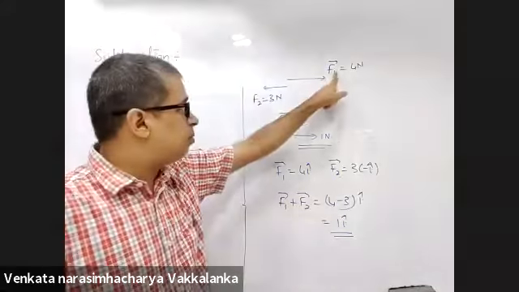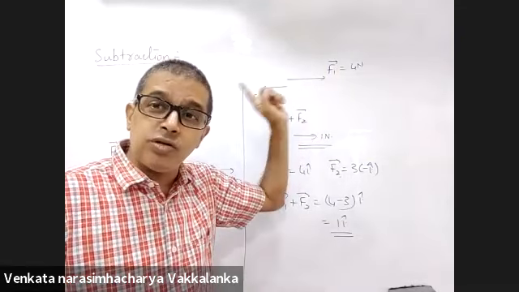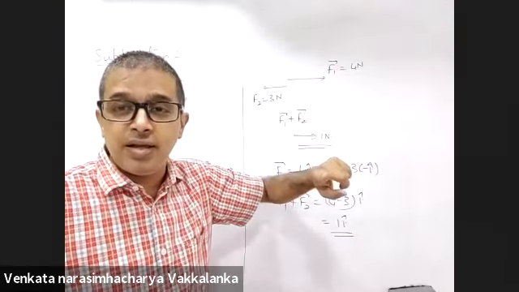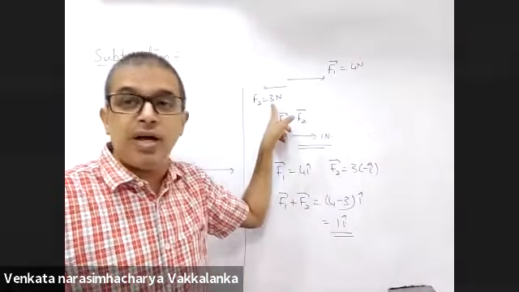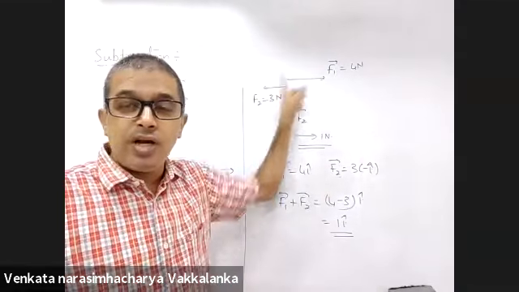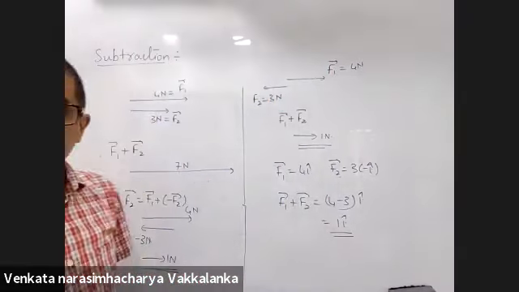Now, if you ask me F1 minus F2, it becomes 4 minus of minus 3. It will become 4 plus 3, which is 7 Newton.